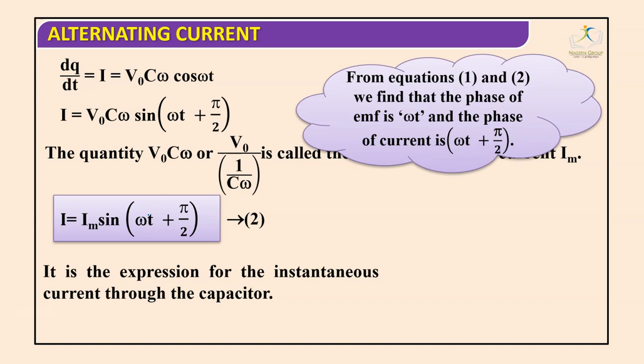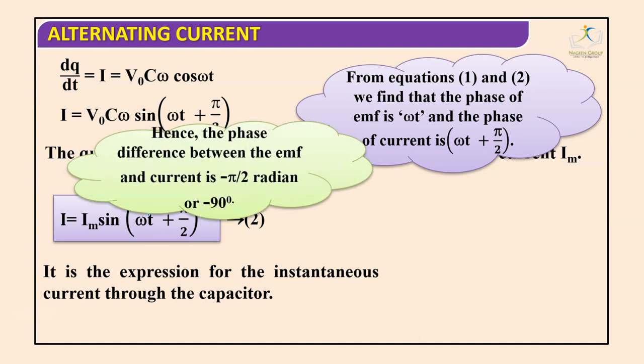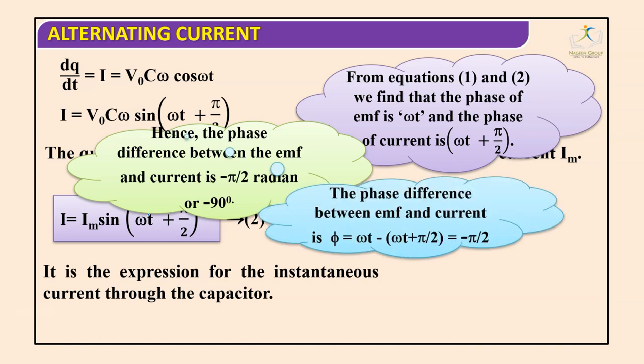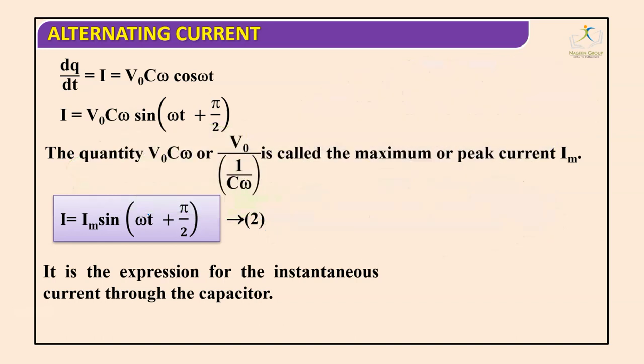From the first and second equations, we can find the phase difference. The phase of the EMF is omega t, and the phase of the current is omega t plus pi by 2. Hence, the phase difference between the EMF and the current is minus pi by 2 radian or minus 90 degree. The phase difference phi = omega t minus (omega t plus pi by 2), which becomes minus pi by 2.